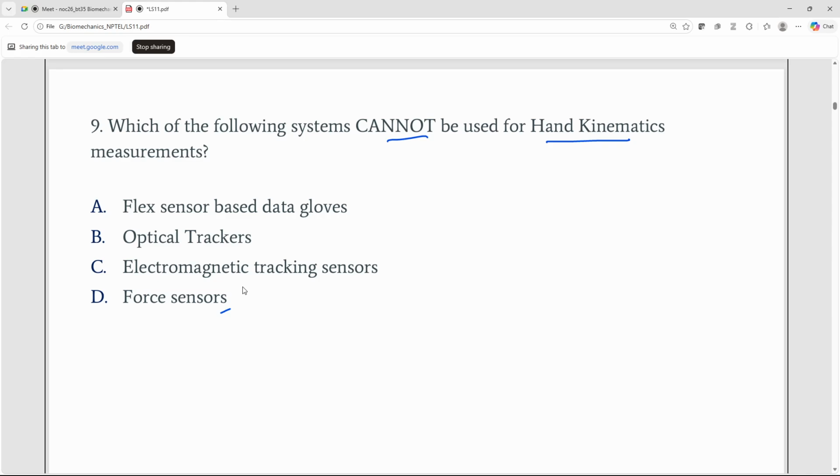Which of the following systems cannot be used for hand kinematics measurements? Options are option A, flex sensor based data gloves, option B, optical trackers, option C, electromagnetic tracking sensors, option D, force sensors.